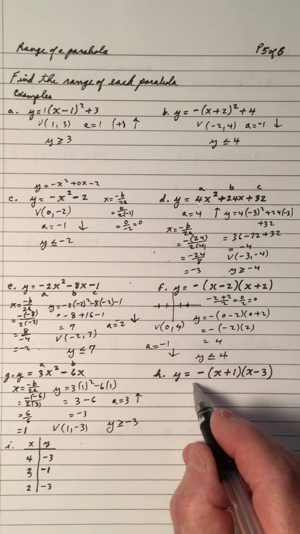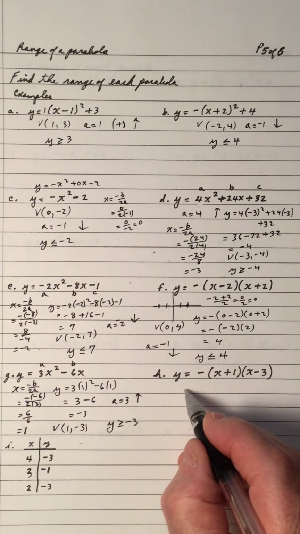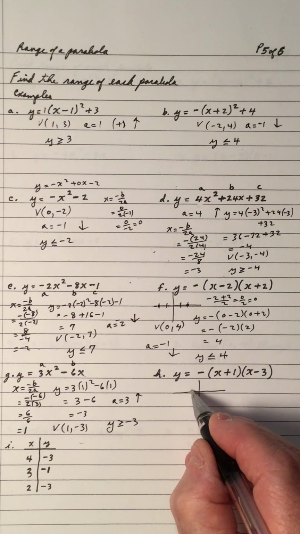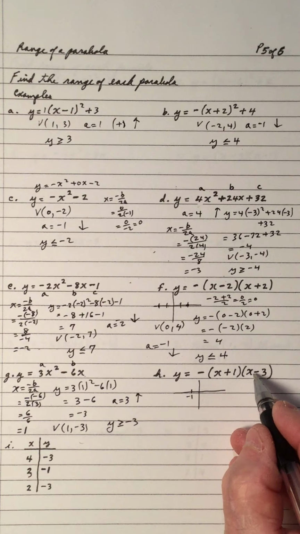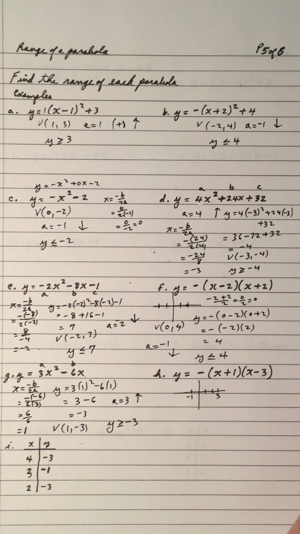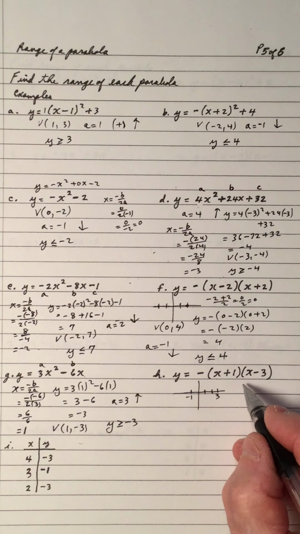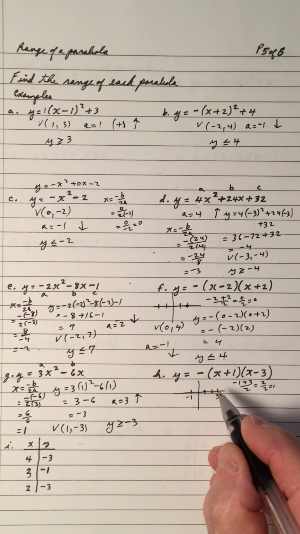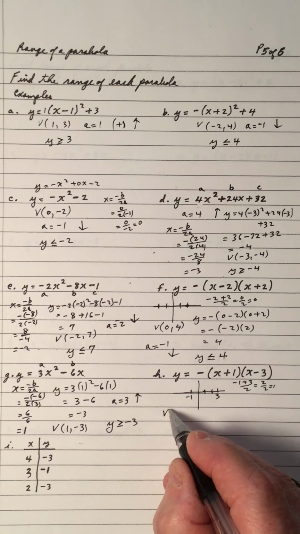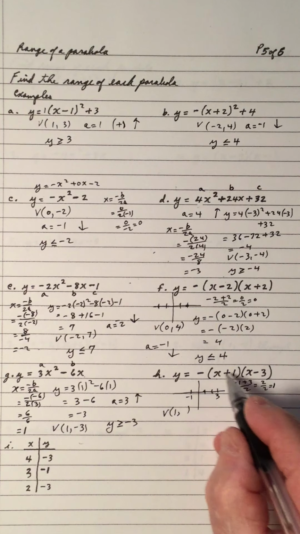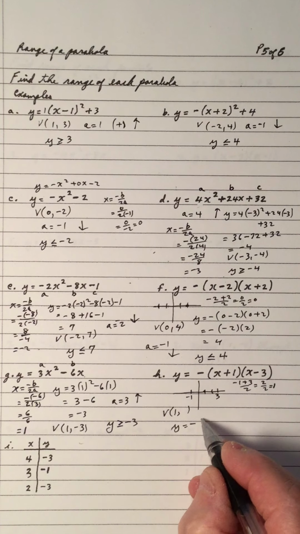And again, we have the same one here. The x-intercepts, if we look at the graph, are negative 1 and positive 3. And we want to get the range. So what's in the middle? Again, negative 1 plus 3 divided by 2 is 2 over 2. 1 is in the middle. So for the vertex, the x is 1. Plug 1 into the equation.